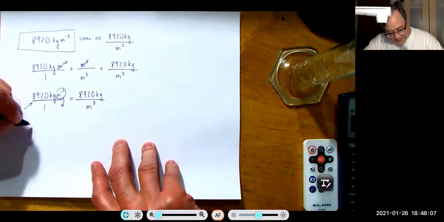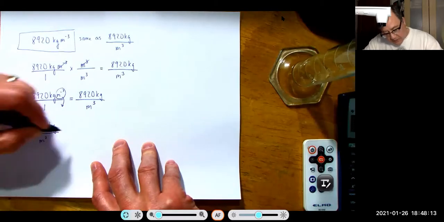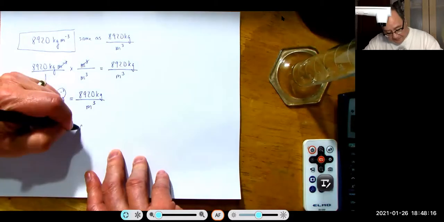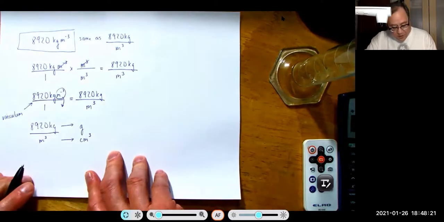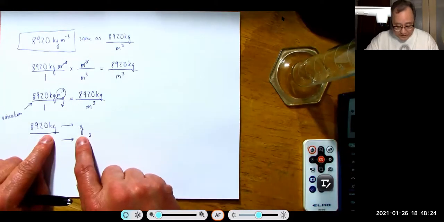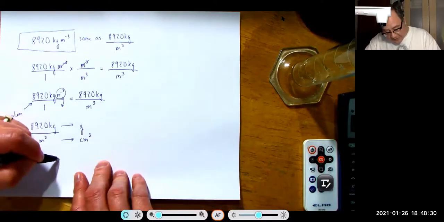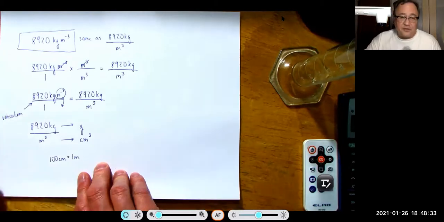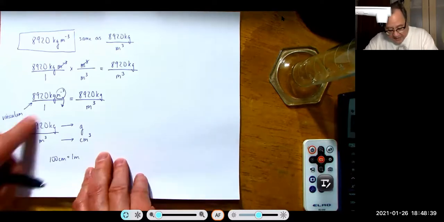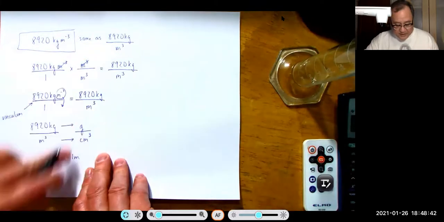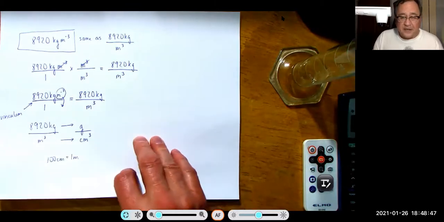All right, so we want to take this 8920 kilograms per meter cubed. We want to take the top and turn that into grams, and we want to take the bottom and turn that into centimeter cubed. If you recall, we've done some problems like this in previous sessions, where on the bottom we can use 100 centimeters is equal to 1 meter, but we have to use it 3 times. So you're going to use this to calculate the grams per centimeter cubed, and then you compare it to the value that you determined experimentally. Any questions there?